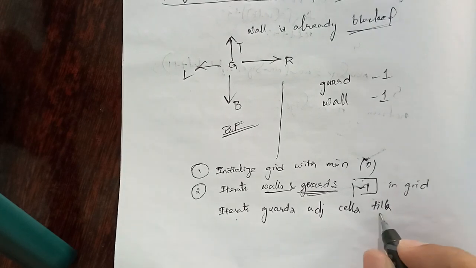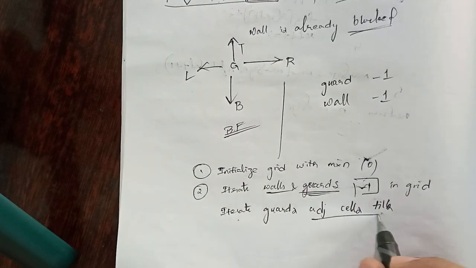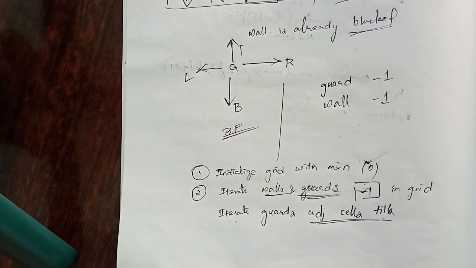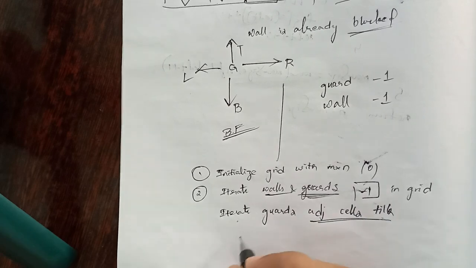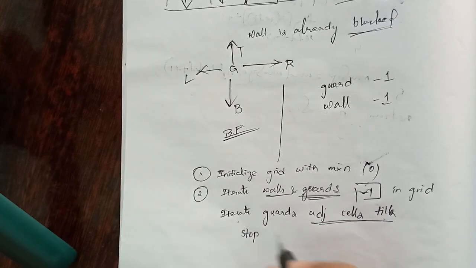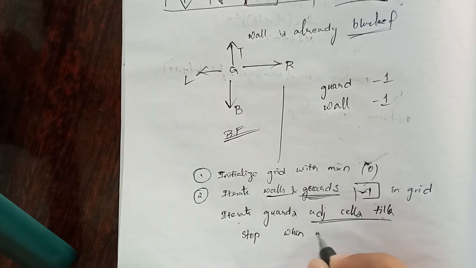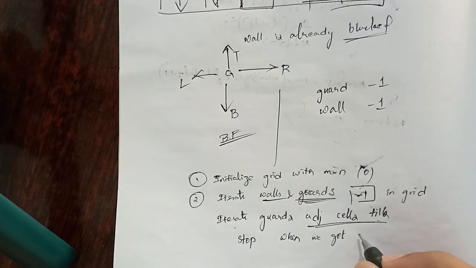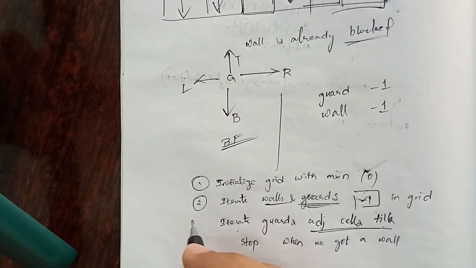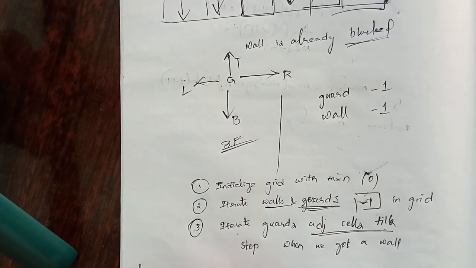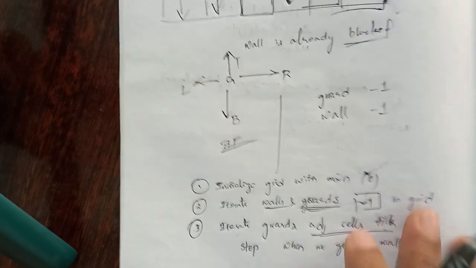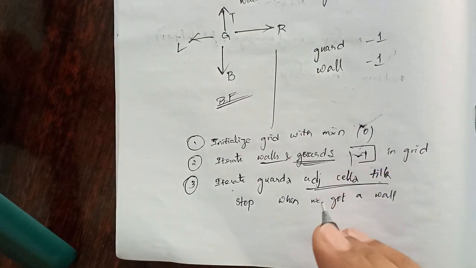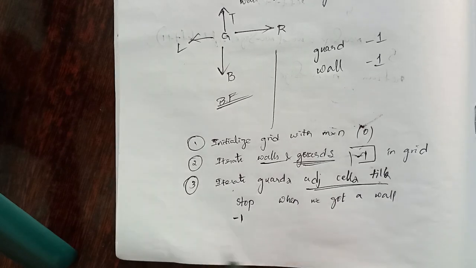So we need to iterate the adjacent cells till where the guard can see, and we need to stop our iteration when we get a wall in the middle. When we are iterating the adjacent cells, we need to make them -1.